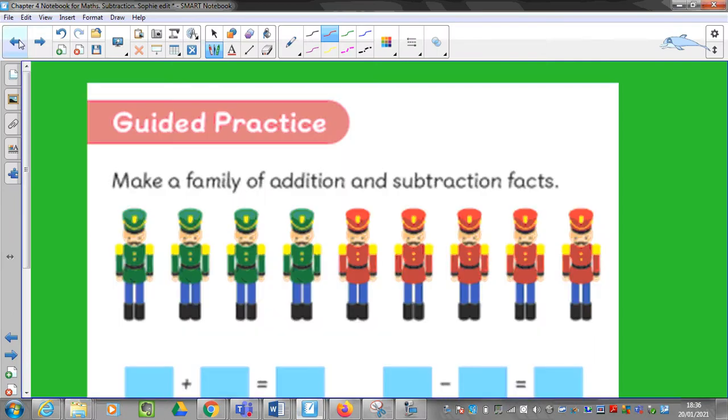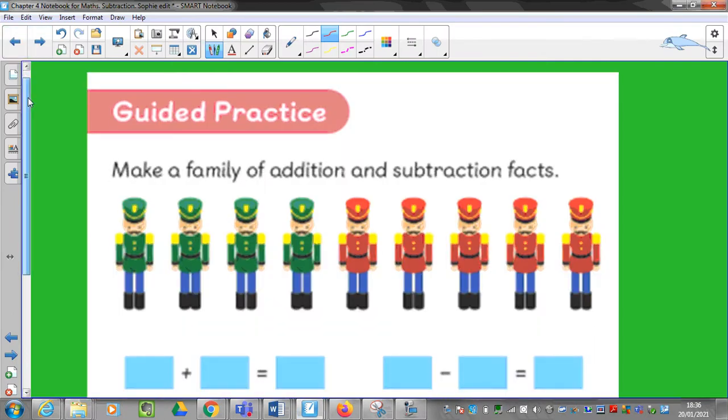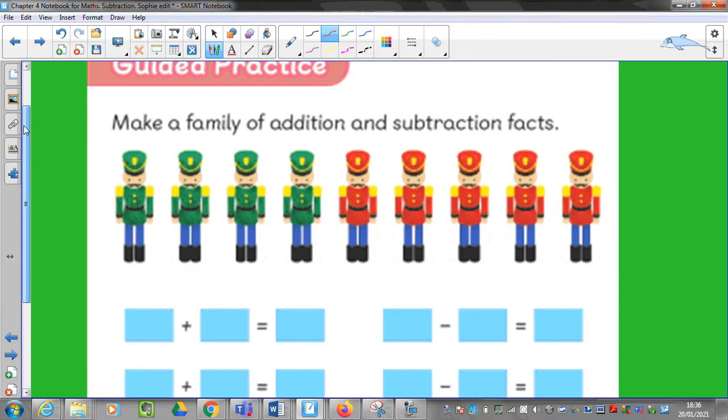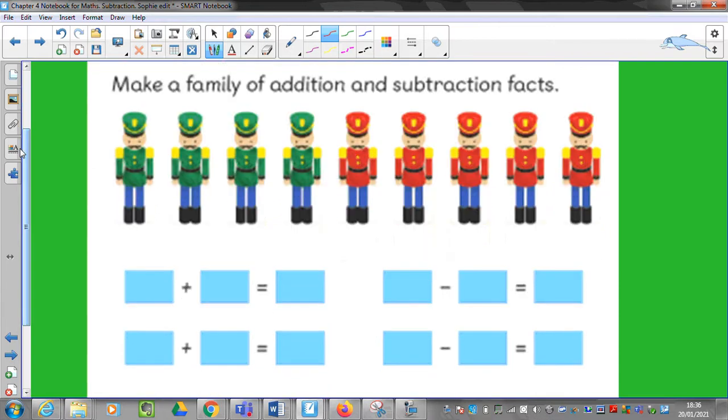Let's go back to my page. Now there is an additional thing here if you want to have a go. This is make a family of addition and subtraction facts. So I've got 4 green soldiers, 4 red soldiers, and then you can work out the addition number sentences over here and the subtraction number sentences over here. That is only additional if you want to.